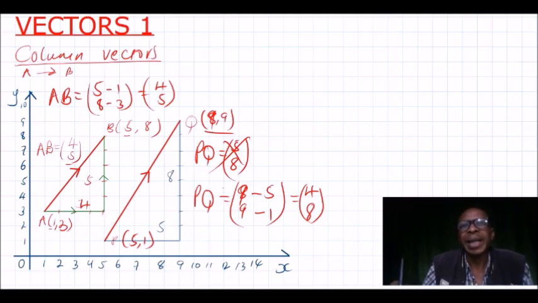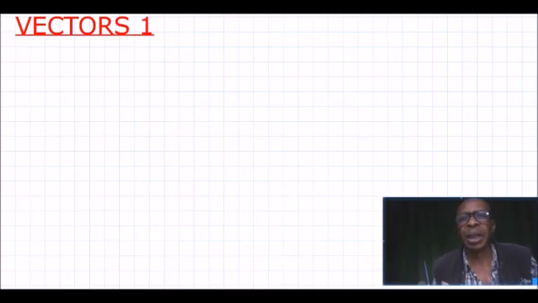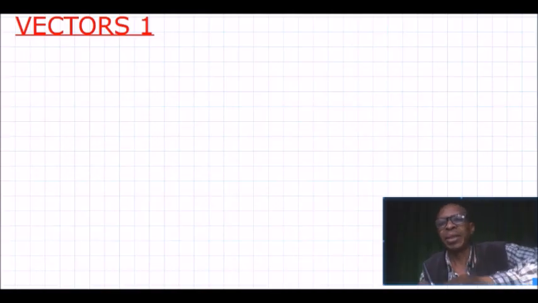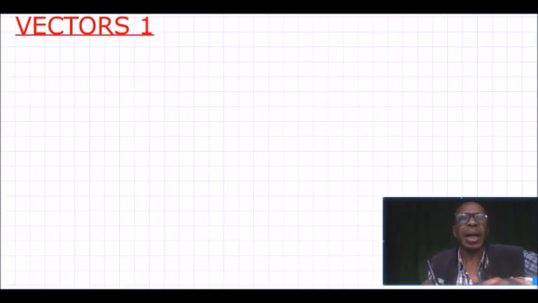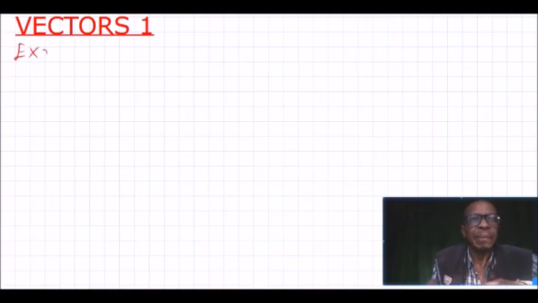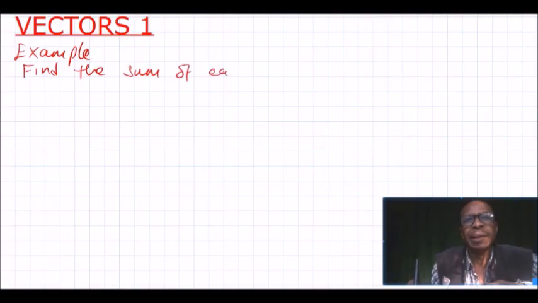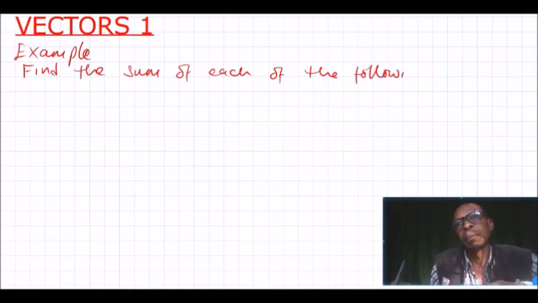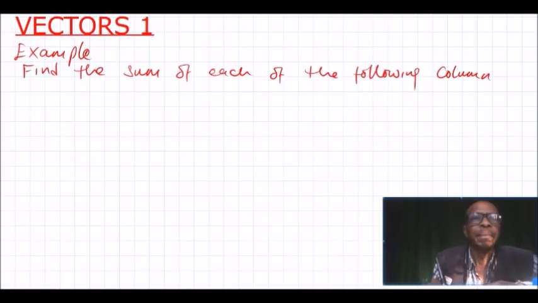Let's do an example and see whether we have understood. Example: find the sum of each of the following column vectors and illustrate their solutions graphically.